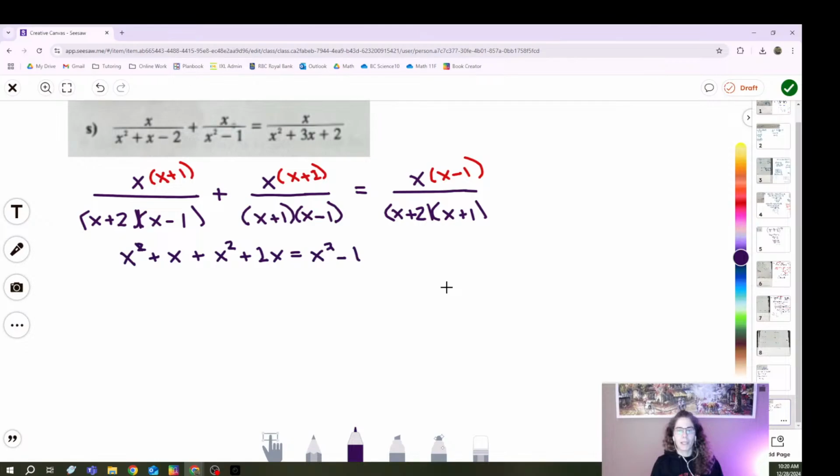Let's go back. I think it was this. Nope, it was the other page.